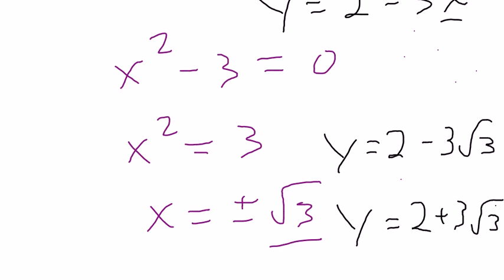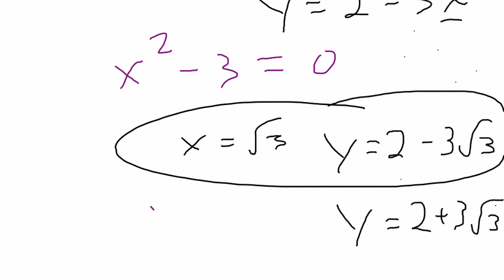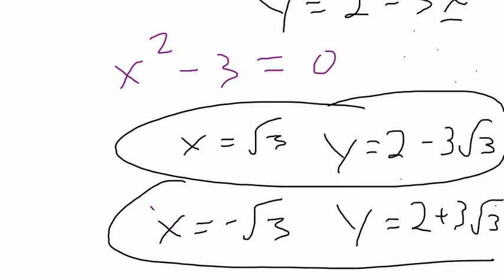Kind of tough to, I'll erase this, and then I'll erase this, just makes it nicer and neater. So when x equals square root of 3, I get this as an answer. And when x equals negative square root of 3, I get the bottom one here.